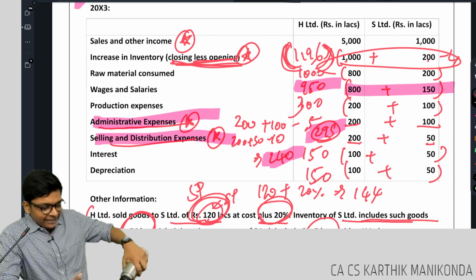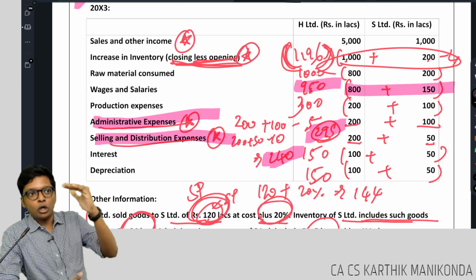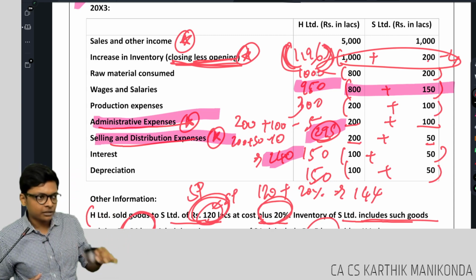Remember, it's line by line addition subject to intercompany. It's sales and other income. Normally, we will have split revenue from operations, others. Here, both are added together.